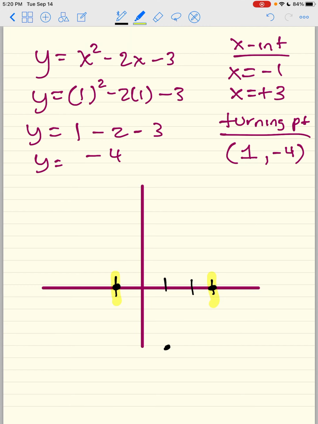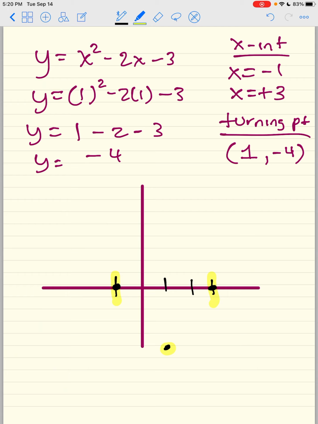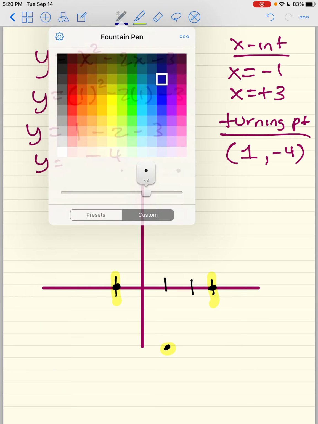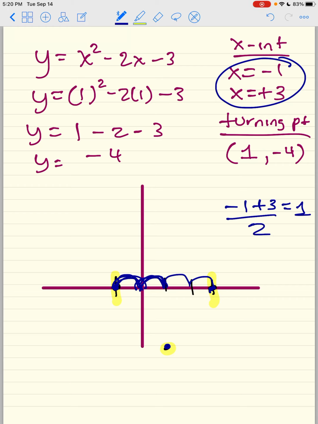We have our x-intercepts here and here, and the turning point right there. I wrote, what do you notice about the x-intercepts and the turning point? Well, if you think about it for a second, 1, 2, 3, 4 units from this x-intercept to this x-intercept, and the turning point is literally halfway. So if you take these two and average them, -1 plus 3, averaged, that's going to be 1. So that's a way that we can find the turning point, okay?